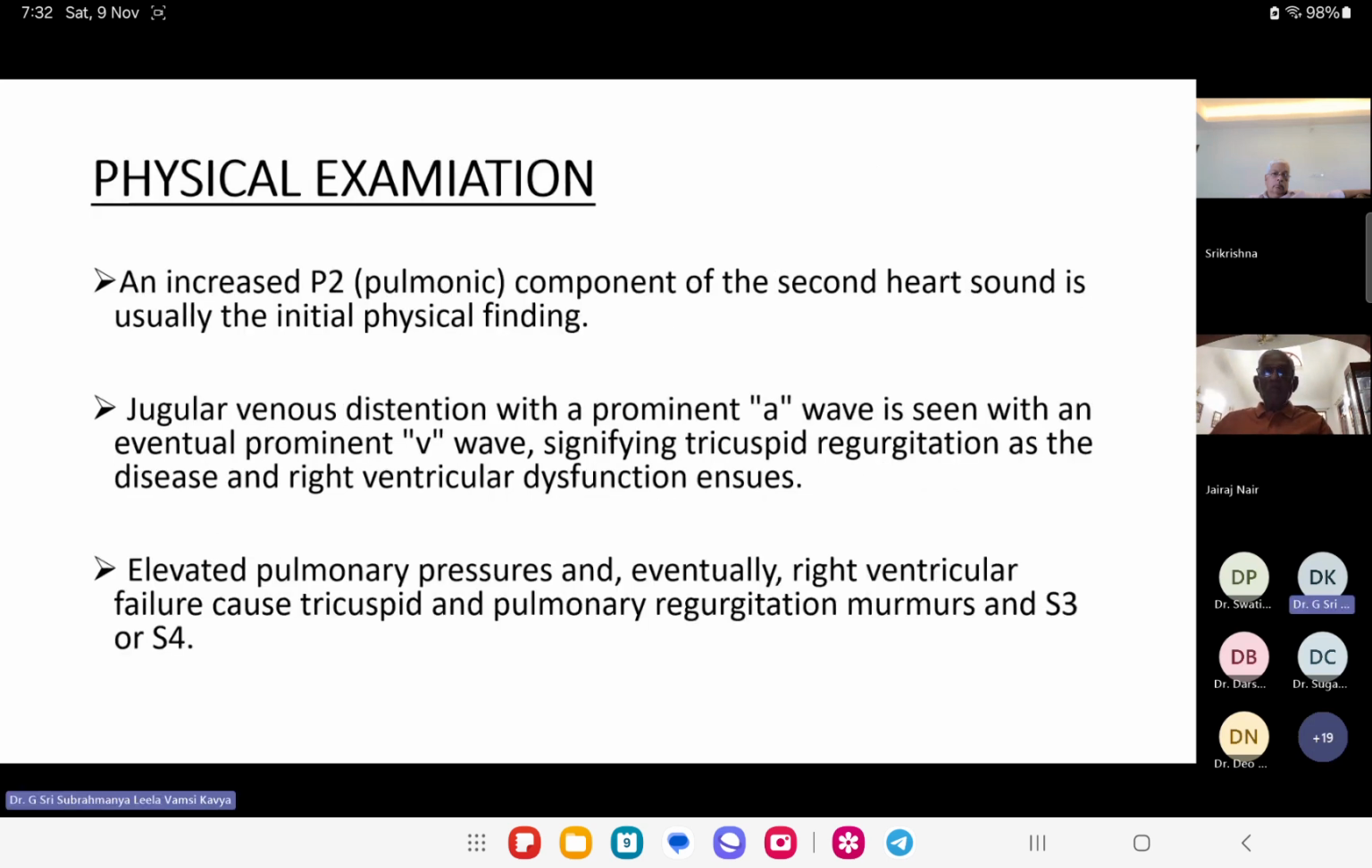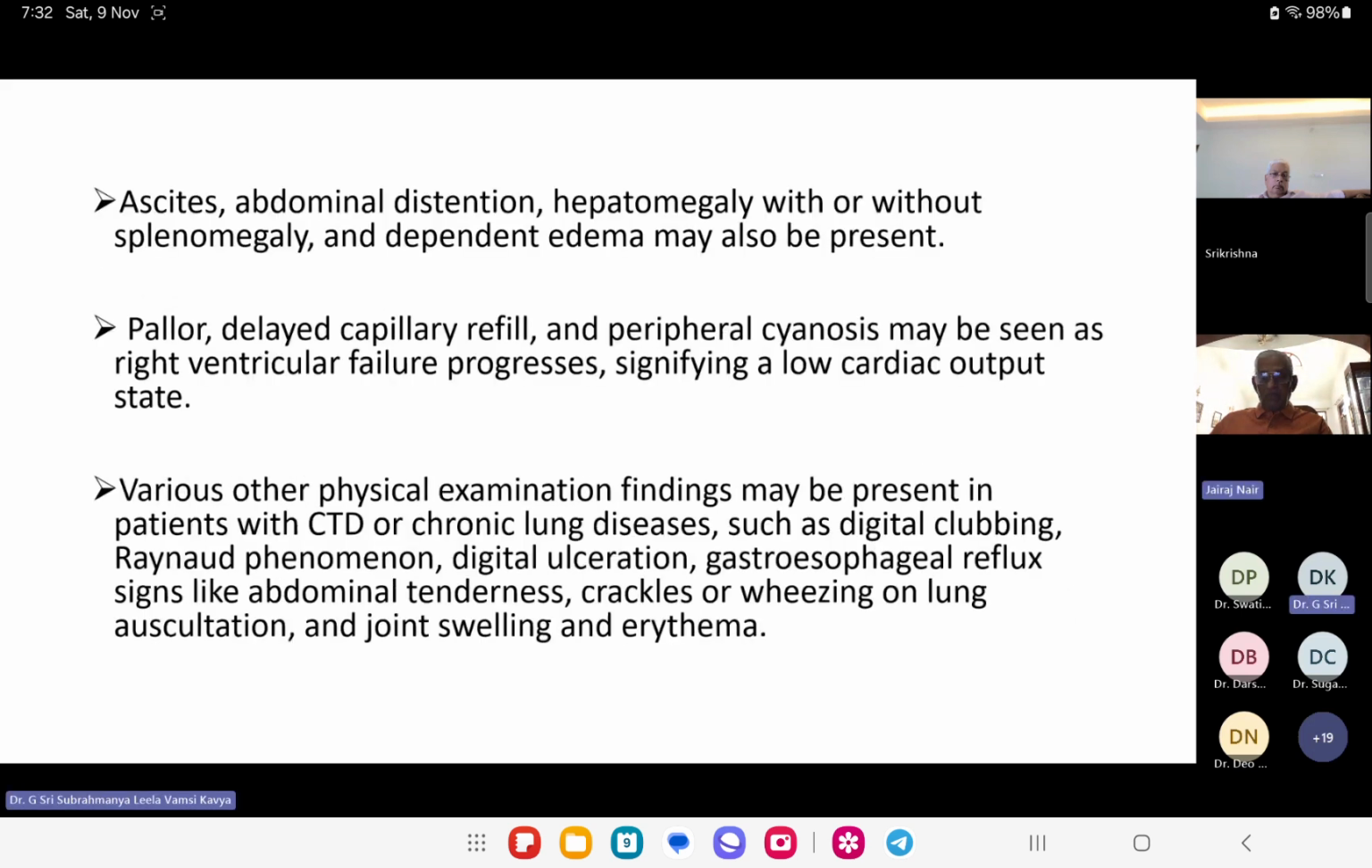Physical examination. An increased P2 component of the second heart sound is usually the initial finding. Jugular venous distension with a prominent A wave is seen, with an eventual prominent V wave signifying tricuspid regurgitation as the disease and the right ventricular dysfunction ensues. Elevated pulmonary pressures and eventually right ventricular failure cause tricuspid and pulmonary regurgitation murmurs and S3 or S4. Ascites, abdominal distension, hepatomegaly with or without splenomegaly, and dependent edema may also be seen.